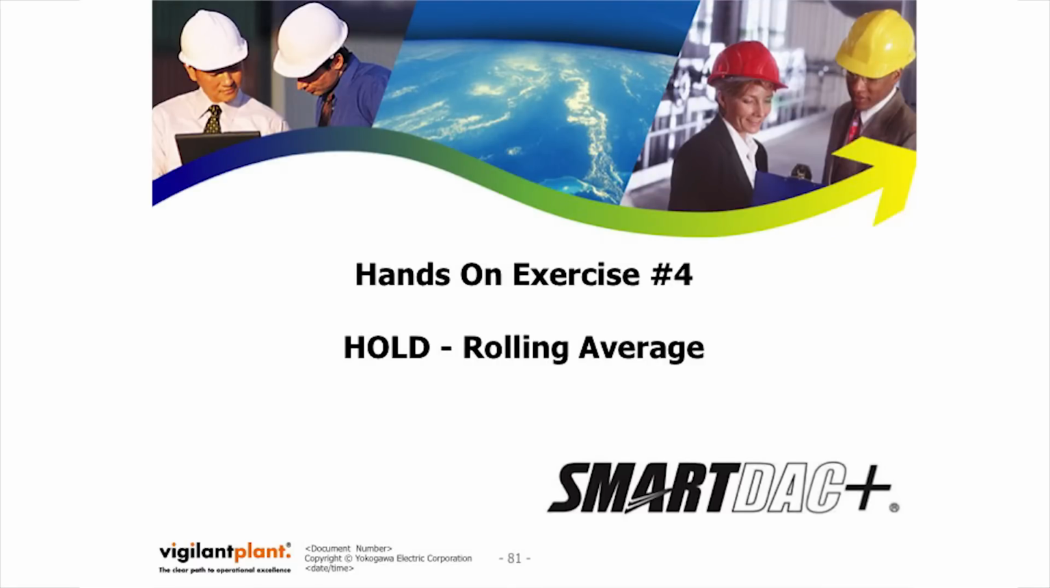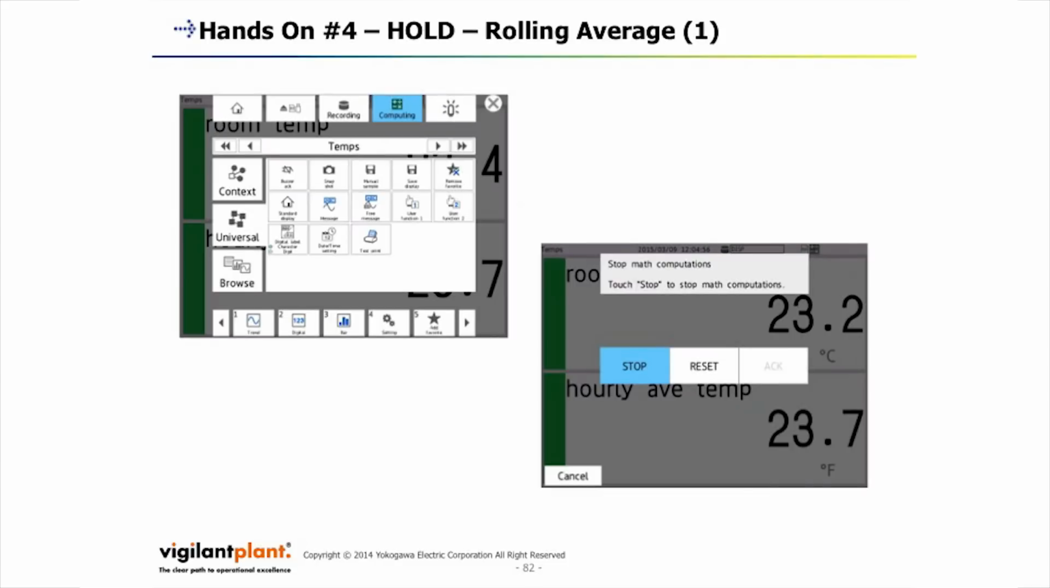So that was the conclusion of that. Let's move on to our hands-on exercise number 4. And in this, we're going to talk about holding a rolling average. We're going to take channel number 3, which has already been set up as a digital input, to hold the rolling average in this example. So we're going to be working with our hands-on exercise number 3 from before, where we set up the rolling average. We're just going to add a little twist to it.